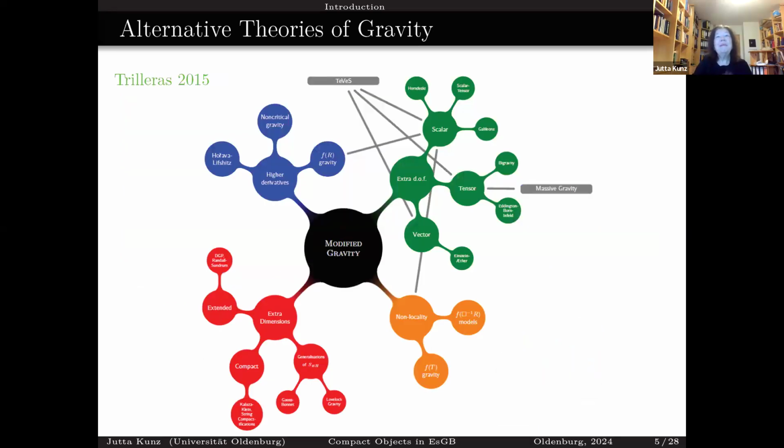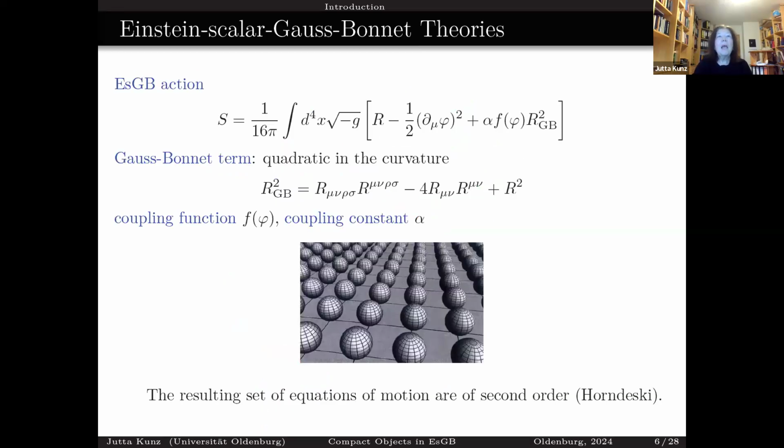Here we have just a bunch of theories in the middle. What is modified gravity, going beyond general relativity somehow? But there are many, many directions one can go. And today I would just go in this direction up here, introduce some extra degree of freedom, and this should be a scalar, and then go to this set of theories called Horndeski theories, and this is still a very wide set of theories, and there I will focus on the Einstein-scalar-Gauss-Bonnet theories.